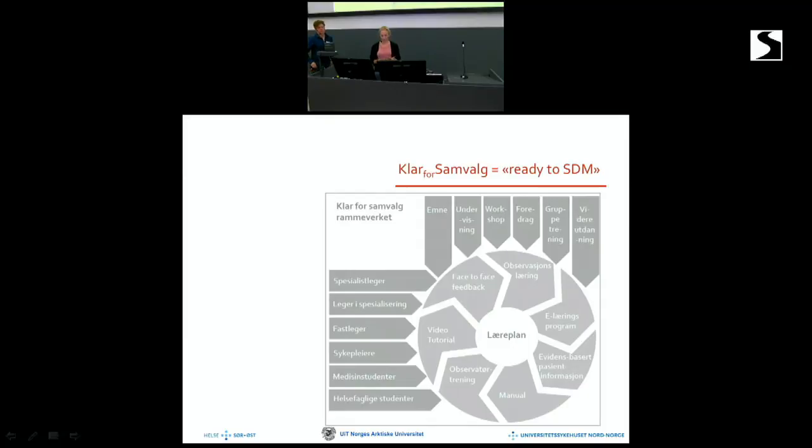So we are starting to develop it, and it will be capable of being adjusted to different target groups, like for fastlege, also doctors in specialization, or for medical students, and also in different settings, like a couple of hours of training, or when we have a lot more time. So it will be adjustable to whichever setting we have.